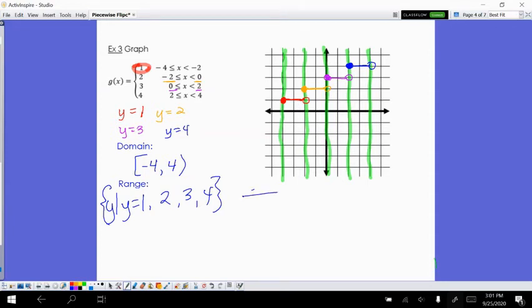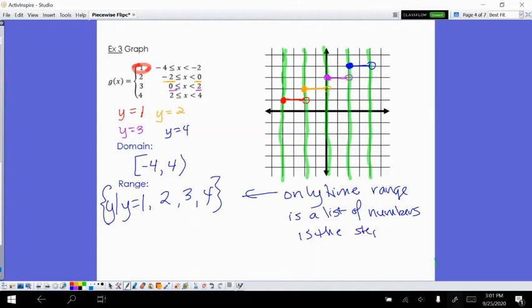So this is the only time that the range is a list of numbers, when we have this step function.